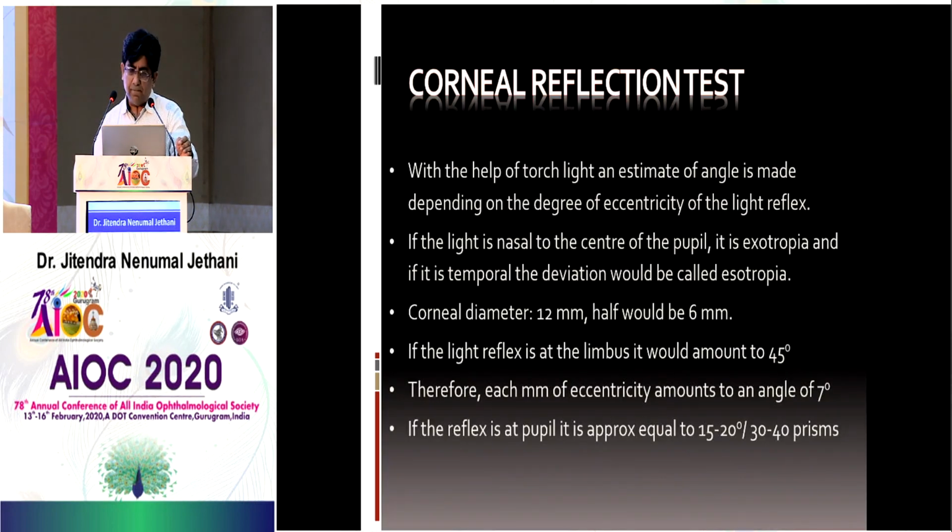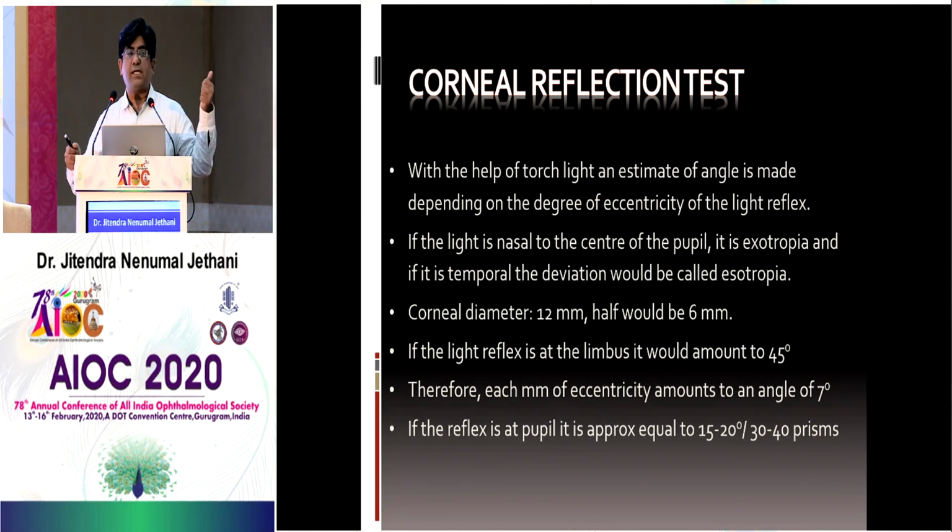So what is the corneal reflex test? Pretty simple. With the help of a torch, you make an estimate or a guess of an angle. If the light is nasal to the center of the pupil, it is EXO. If it is temporal to the pupil, it is ESO. And this is a very common viva question: for each millimeter of eccentricity, what is the amount of angle you have? The common answer is 7 degrees. How do you come to this 7 degrees? This is Hirschberg's corneal reflex test. In fact, he published it in 1885, so that was more than 100 years back. How do you come to this 7 degrees?